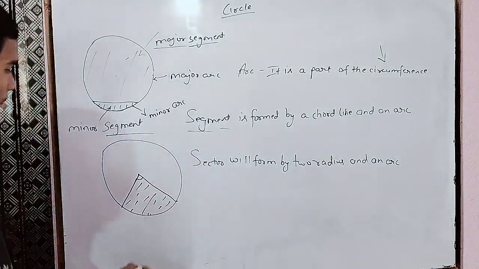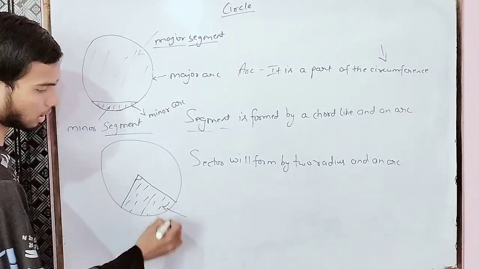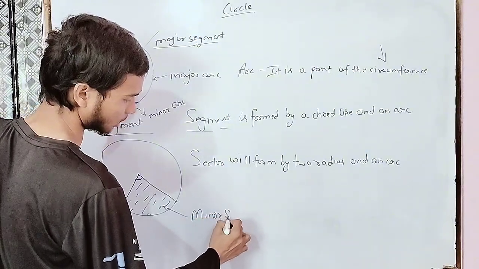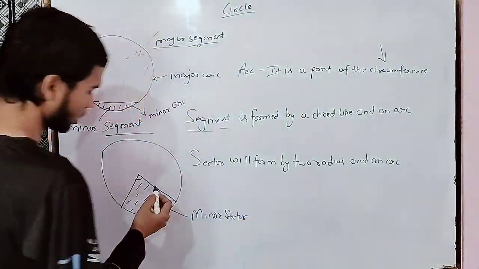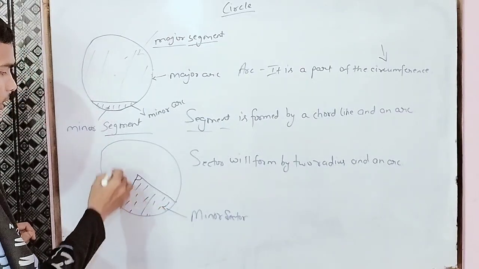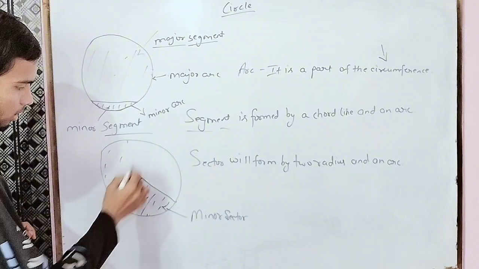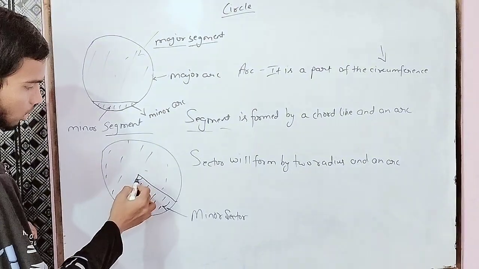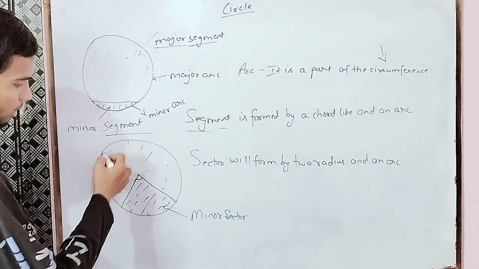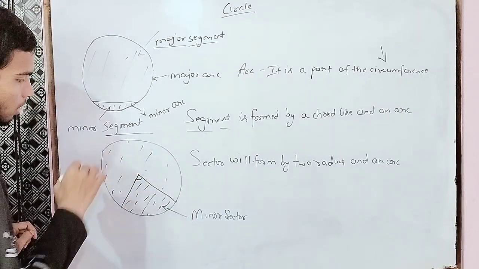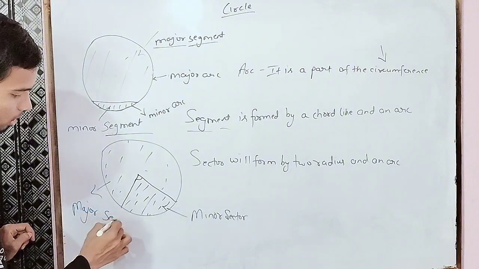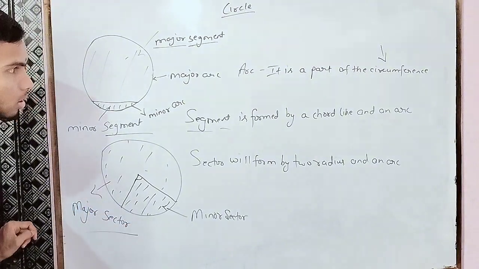Clear? Now when it comes to this area, then this area will be a minor sector. These are two radii and this is one arc which is minor. Now you can also see that this is also an area. This area is formed by two radii and by this arc which is major. So this is the major sector. This is the major sector. Okay.